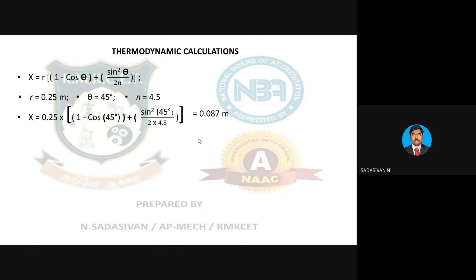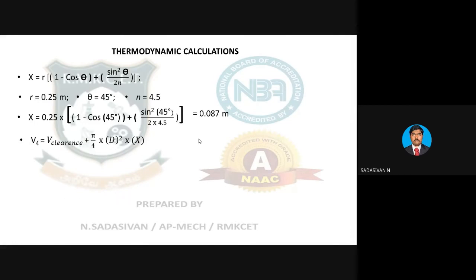That is 0.087 meter. The piston has traveled 0.087 meter out of the 0.5 meter available stroke length. Okay, what is stroke length? 500 millimeter. How much is this? 87 millimeter. So the displacement of the piston is 0.087 meter when theta is 45 degree. Okay, so at this point you find the volume available above the piston.